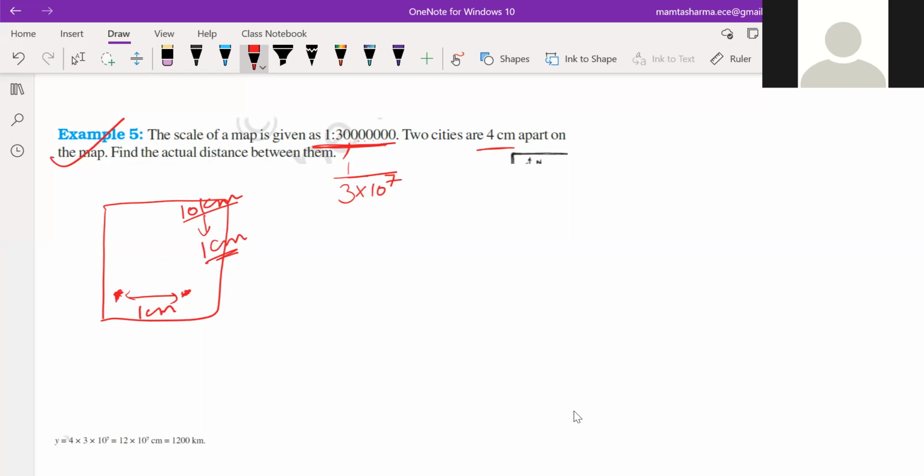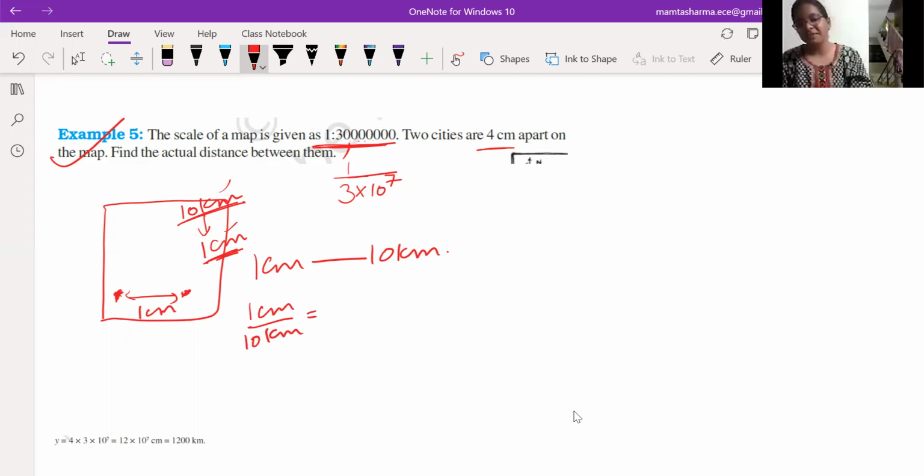Scale of this map? If I am showing 10 kilometer actual distance as 1 centimeter, the ratio is 1 is to 10. Ma'am, the units are different. 1 centimeter as 10 kilometer. Okay, what will be the ratio? 1 centimeter by 10 kilometer.